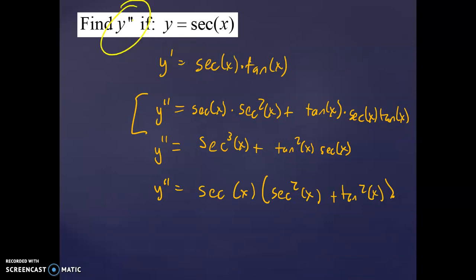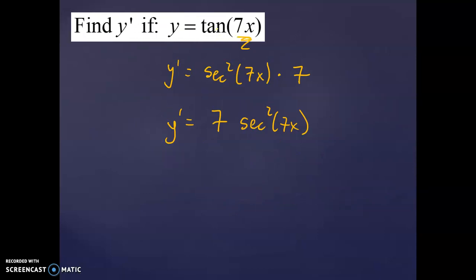So find y double prime means find the second derivative. The first derivative of secant is secant tangent. The second derivative means we need to use the product rule here. So secant times the derivative of tangent, and then tangent times the derivative of secant. For your response, you could stop here. Otherwise, you need to simplify it to one of these other versions.